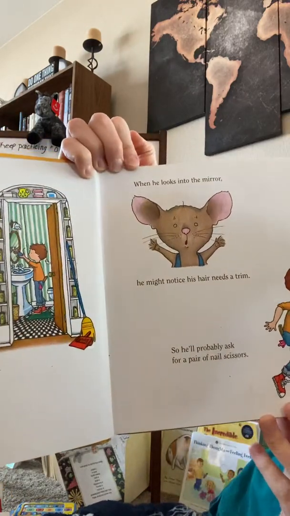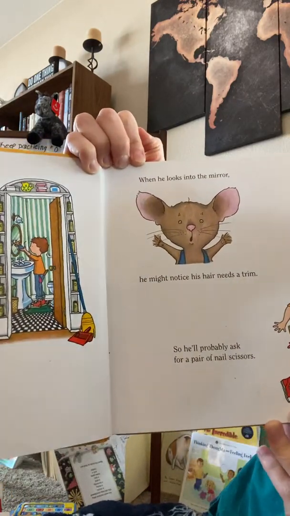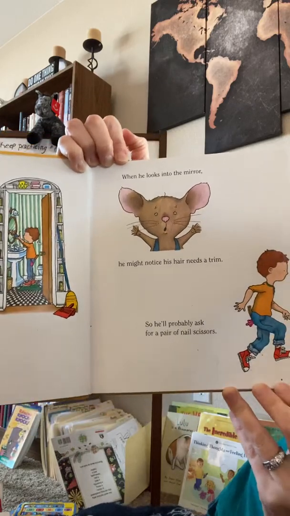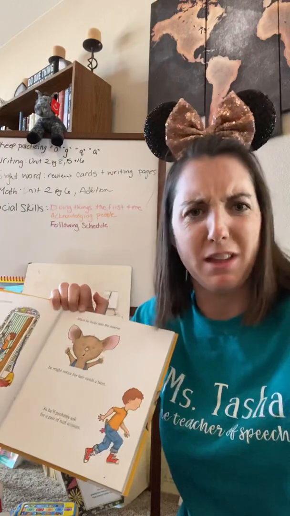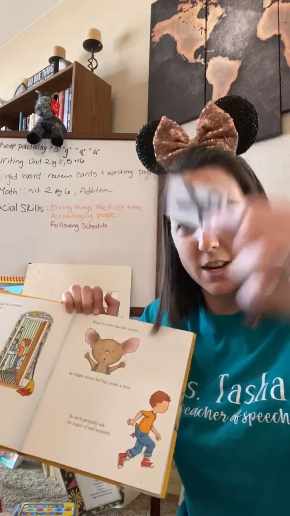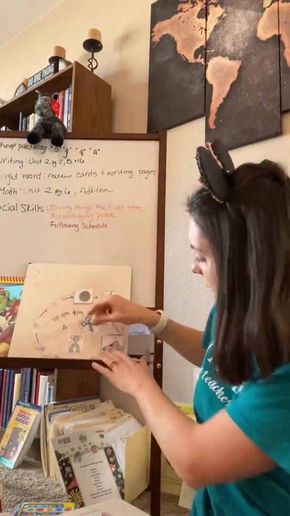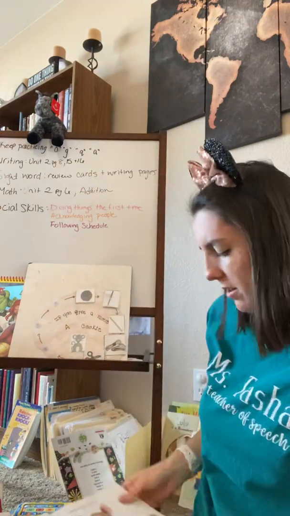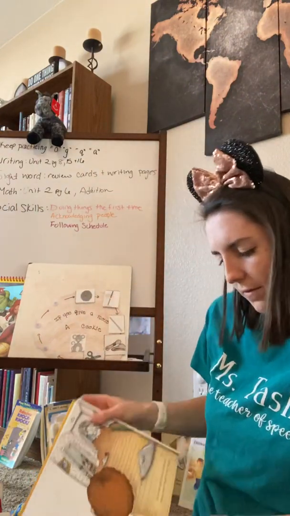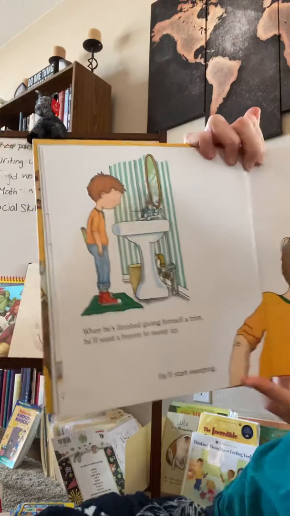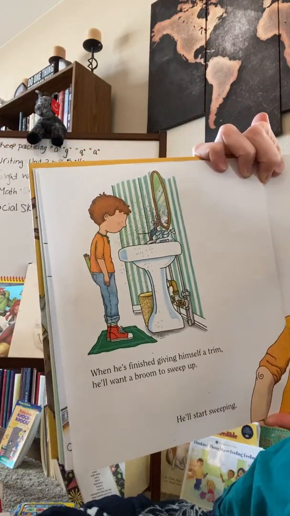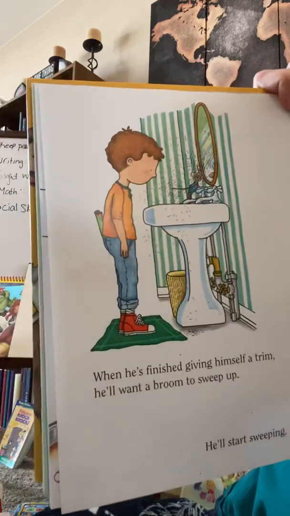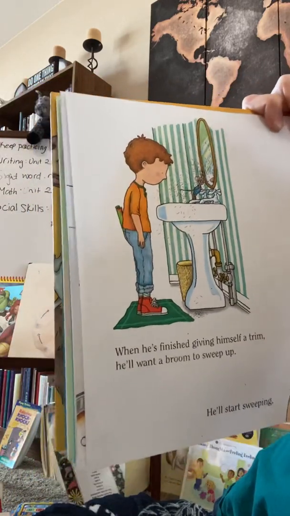When he looks in the mirror, he might notice his hair needs a trim. So he'll probably ask you for a pair of, guys, what do we cut with? Scissors. He'll ask for a pair of scissors. When he's finished giving himself a trim, he'll want a broom to sweep up. What is he doing to his hair? Now he's cutting his hair.